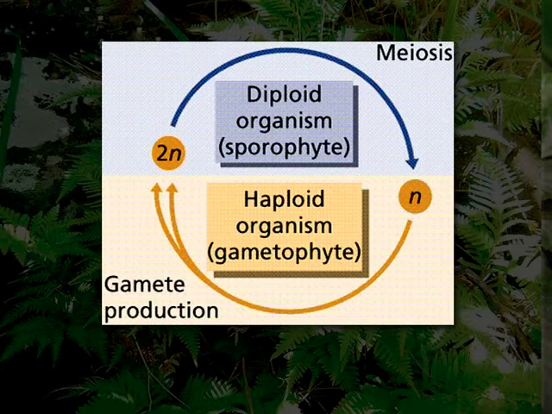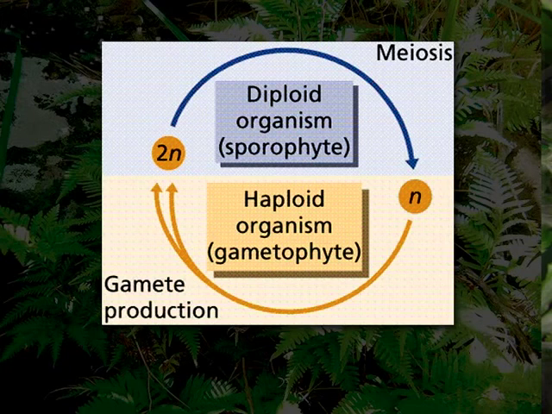Hence, the life cycle is diplohaplontic, since both gametophyte and sporophyte are morphologically different. Its alternation of generations is described as heteromorphic.